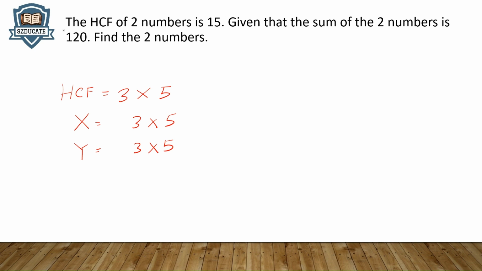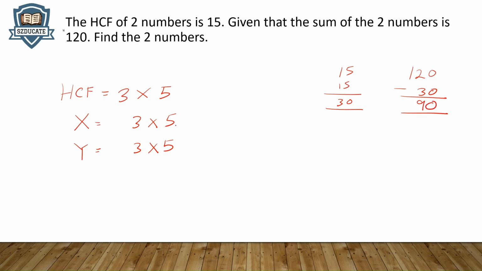Now I want you to think of it this way. These two numbers, we add them together is 120. And this is just the minimum. 3 and 5 is the minimum. So at minimum, they will each have at least 15, right? If we add these two numbers together, that will be 30. 120 minus 30 will give you 90.